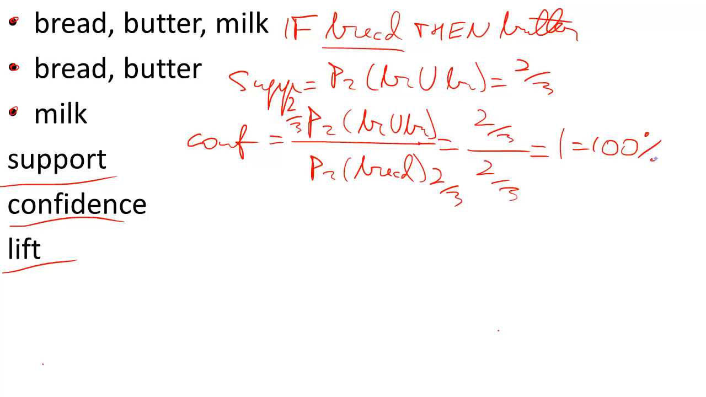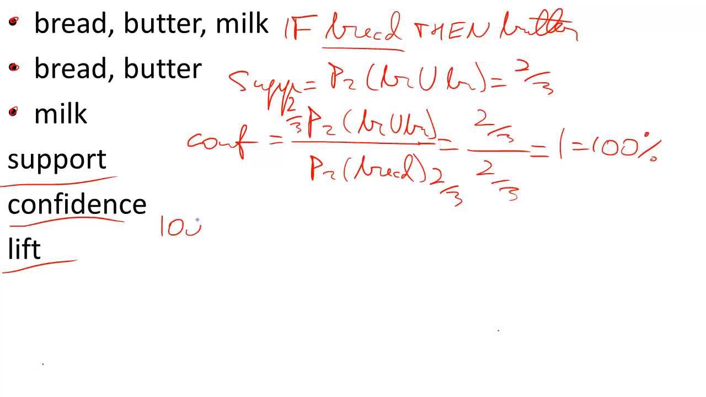So this essentially tells us, the support tells us, that bread and butter are bought together in 66% of cases. And confidence tells us that whenever bread is bought, butter is bought as well, in 100% of cases. And now let's go to a real life example, which would be something like that.